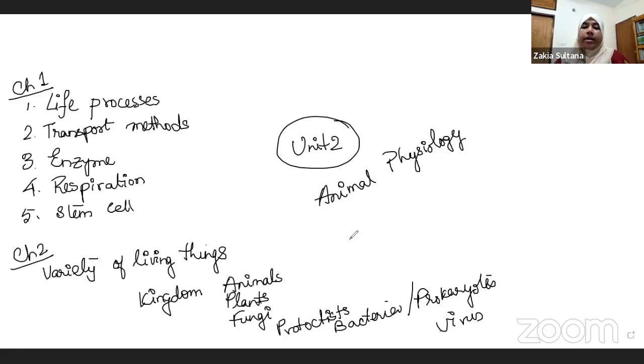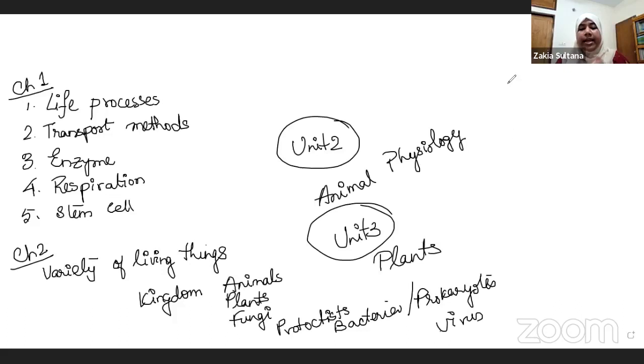Then in unit 3, we will have plants. So whatever we studied in unit 2 about animals, we will study in unit 3 for plants. So how transportation works in plants, how reproduction works in plants, how communication works in plants. So we will see all those here.